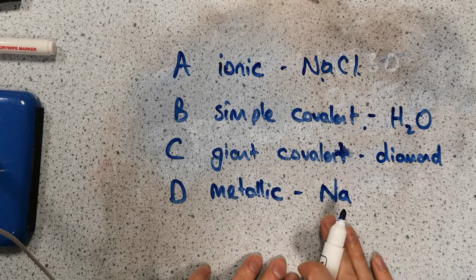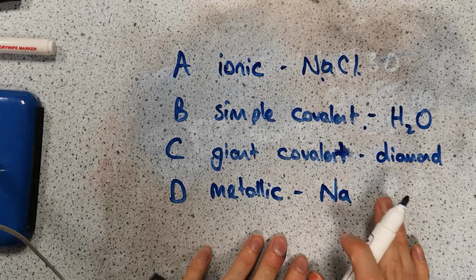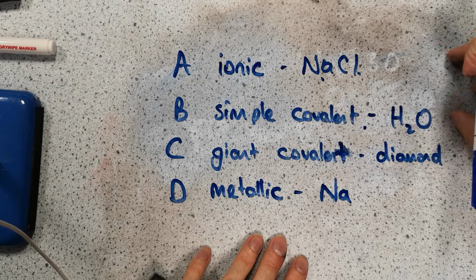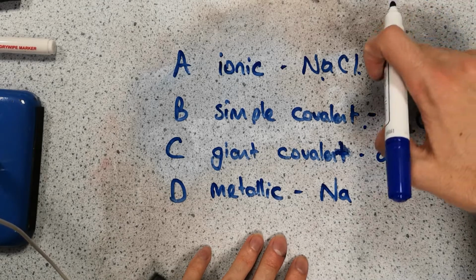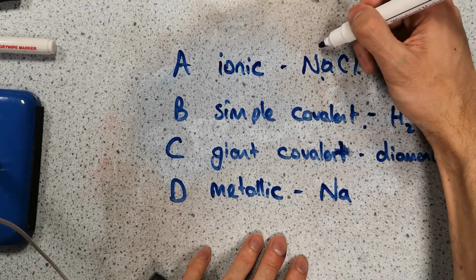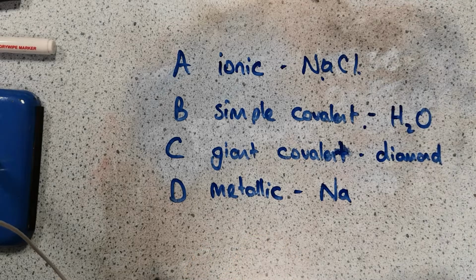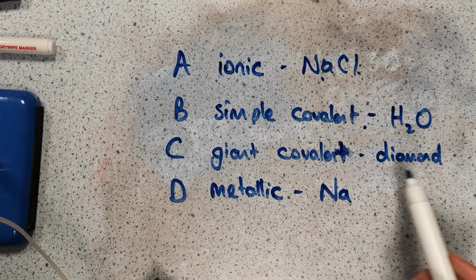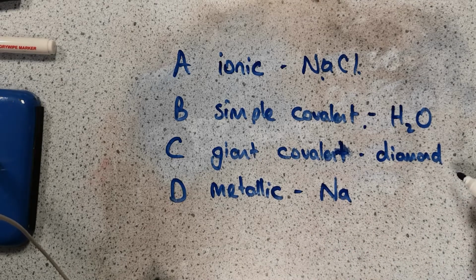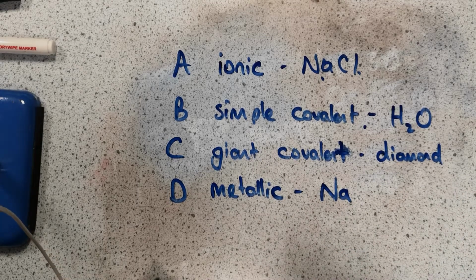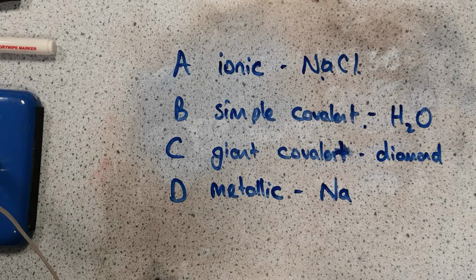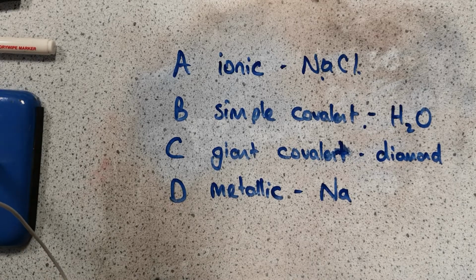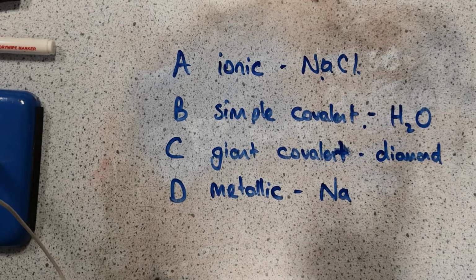Obviously, lots of different answers for this. If you've named a metal here, you get the mark. Same for all three. If you've named any other ionic compound, make sure you've got a metal bonded to a non-metal. Any other simple covalent, so non-metals bonded together. And giant covalent, you could have had diamond, you could have had silicon dioxide. Really, they're the only two others we looked at, but there are other giant covalent compounds that can go there as well.